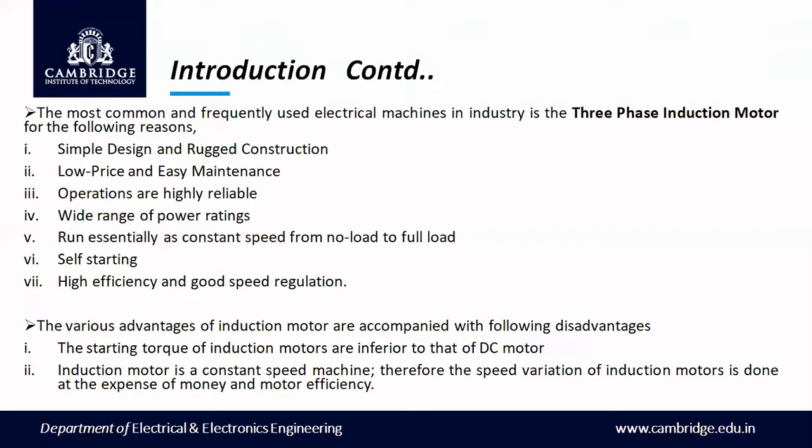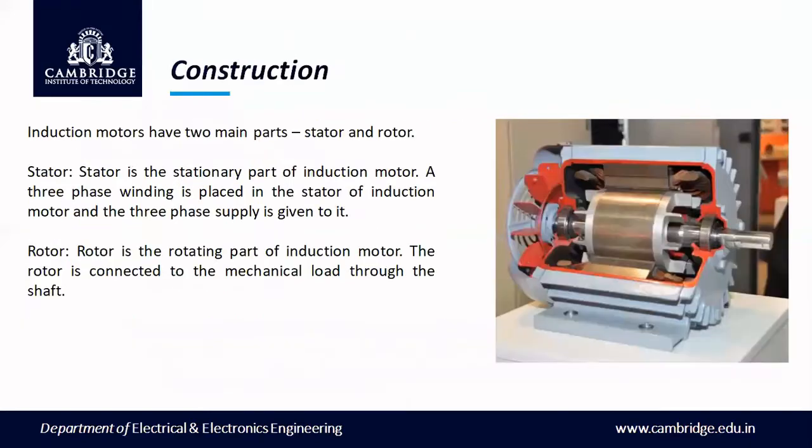And the second point is that the induction motor is a constant speed machine. Therefore, the speed variation of an induction motor is done at the expense of money and motor efficiency. So, as I said, an induction motor is a constant speed machine. If I want a variable speed in induction motors, how is it done? It can be done only at the expense of money and motor efficiency. That is, by spending more money, with a decreased efficiency, we can obtain a variable speed. So that is the disadvantage of induction motors.